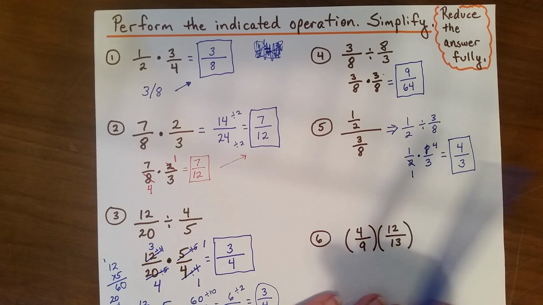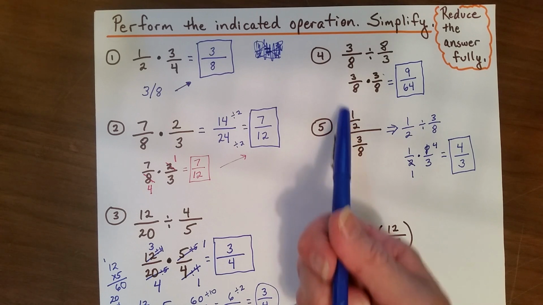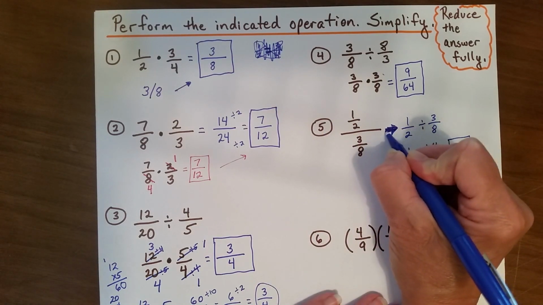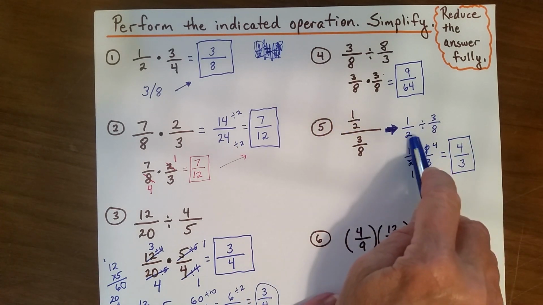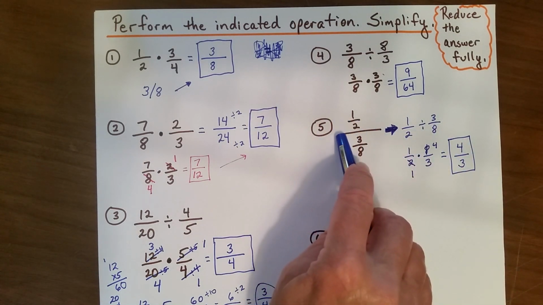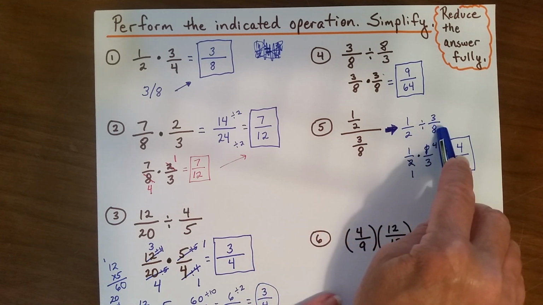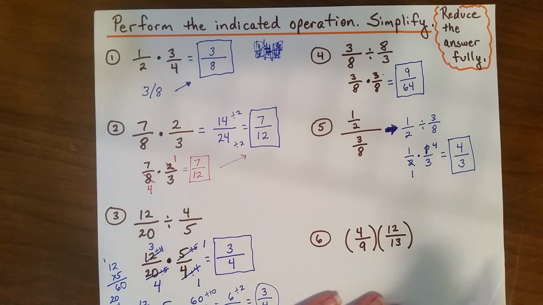Okay, so it's not that hard. When you see a division problem written in vertical form, first thing you want to do is change it into horizontal form. Just read it through in your head and then you'll know how to write it. 1/2 divided by 3/8. Then I need to multiply by the reciprocal and then you get that.